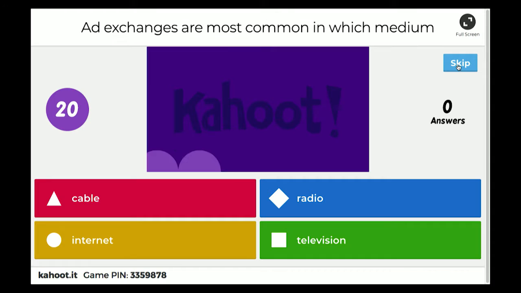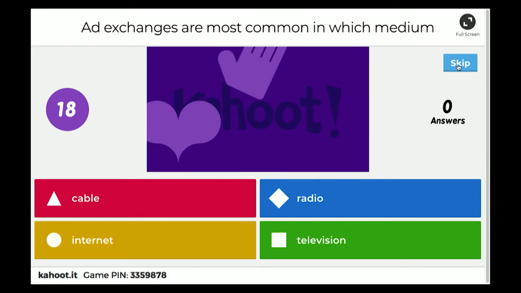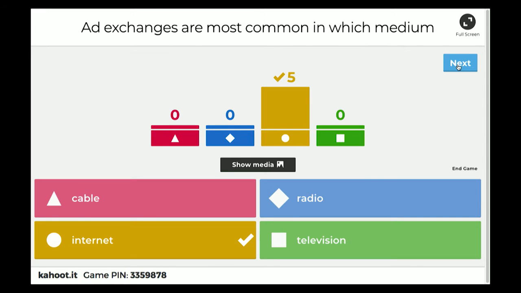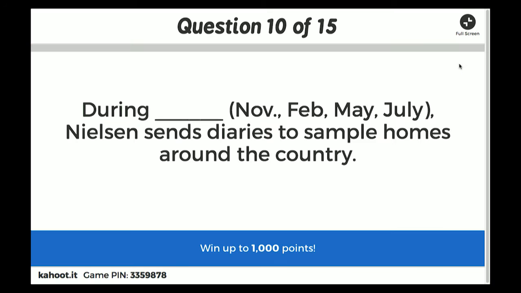Ad exchangers are most common in which medium? In which medium do we see ad exchangers? All right, way to go. Unanimous. It's the internet, yes. Because that's where you can have those little auctions, dynamic auctions.